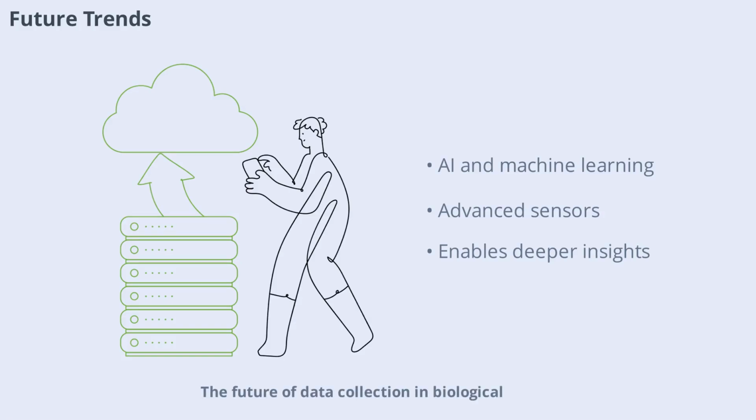The future of data collection in biological research is bright and full of innovation. Emerging technologies like artificial intelligence, machine learning, and advanced sensors are transforming how data is gathered and analyzed. These tools can process vast amounts of information quickly and uncover patterns that were previously hidden. As technology advances, researchers will be able to collect more detailed and accurate data, leading to new discoveries and deeper understanding. Let's now summarize the key points from our journey through data collection techniques.